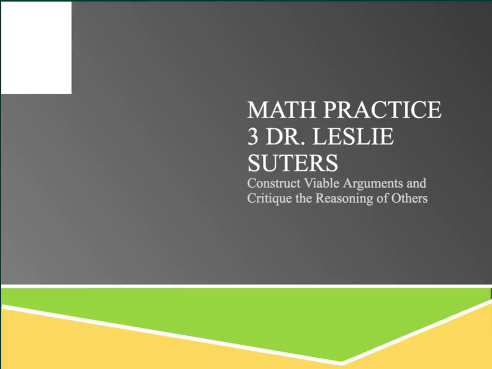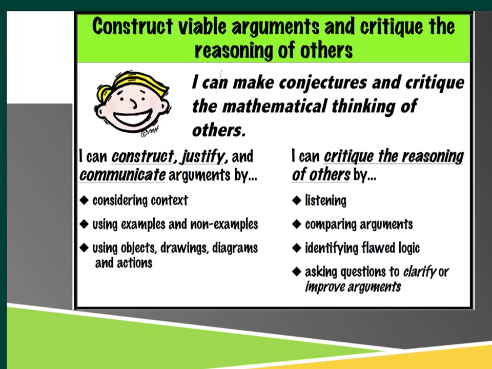Common Core Math Practice 3 by Dr. Leslie Suiters. Construct viable arguments and critique the reasoning of others. For the first portion of this practice, constructing viable arguments, students need to be able to consider the context, use examples and non-examples, and use models such as objects, drawings, and diagrams and actions to explain their work. To critique the reasoning of others, they need to be good listeners, to compare arguments, identify flawed logic, and ask questions to clarify or improve arguments.